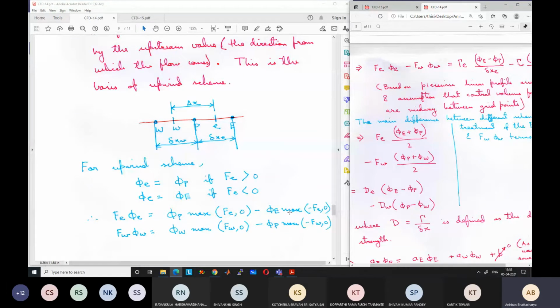What is the meaning of this expression? If Fe is greater than 0, max of Fe comma 0, the maximum value between Fe and 0, is Fe.